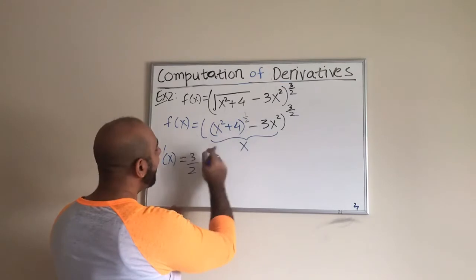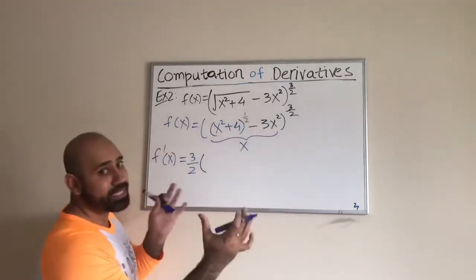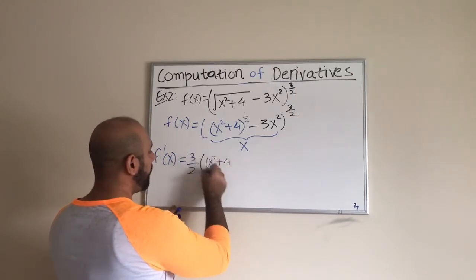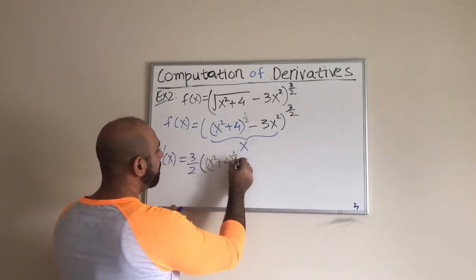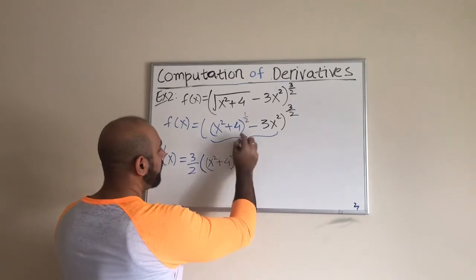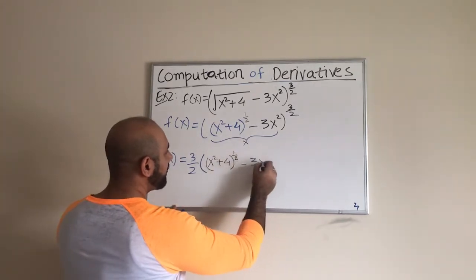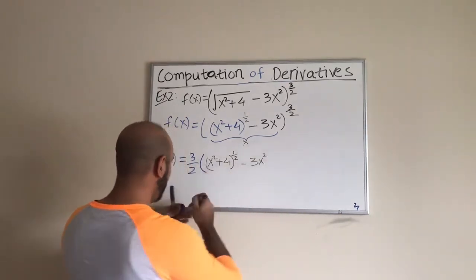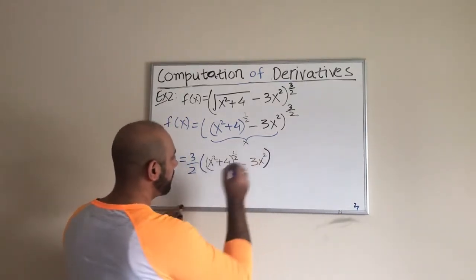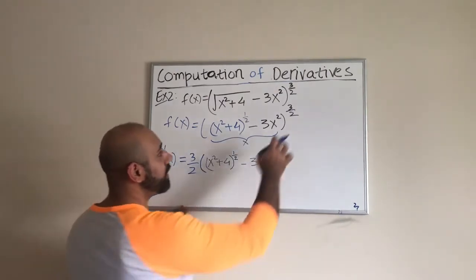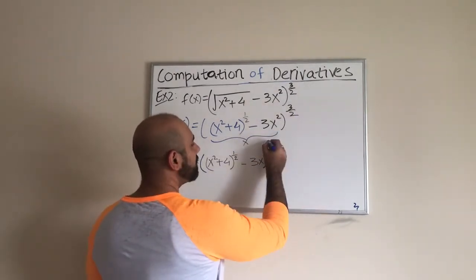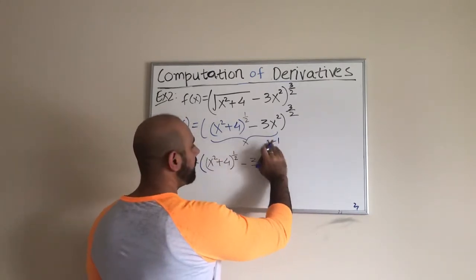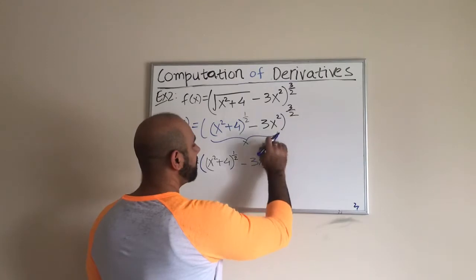But I don't have just this x, I have to write this whole thing, whatever is inside the parentheses, which is x squared plus 4 raised to the power 1/2 minus 3x squared, and raised to the power, keep in mind, n minus 1. So 3/2 minus 1. What is 3/2 minus 1? It is just 1/2, right? So I will just write 1/2 right here.